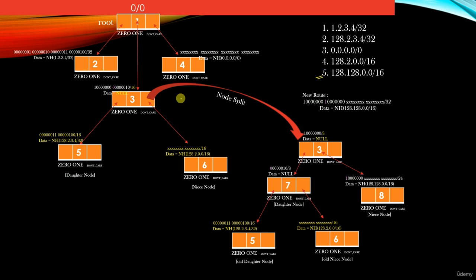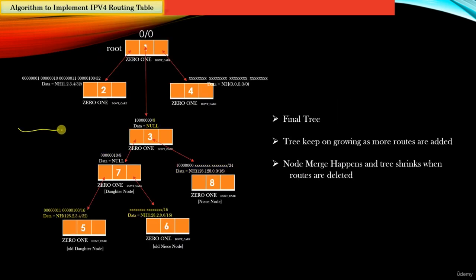Alright, so it is node 3 which will undergo a split again, and it will give birth to the new node 7 and node number 8 in the M trie. So if you want to see one complete tree, the following is the tree which would be created after insertion of the 5 routes that we have discussed. So this is the final tree, and the tree keeps growing as more routes are added to the tree.